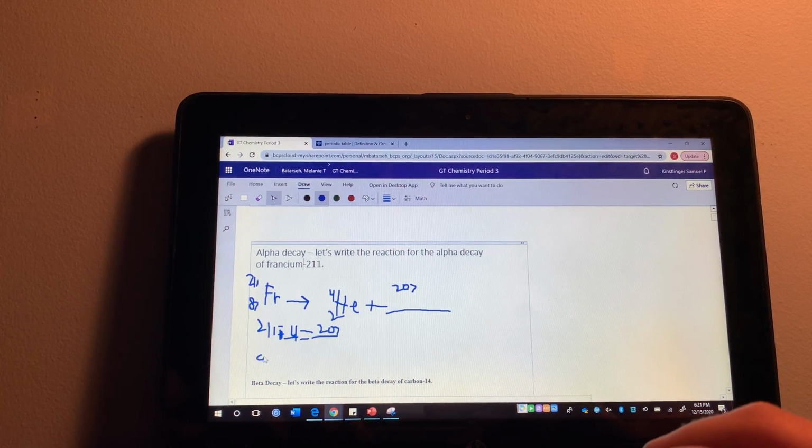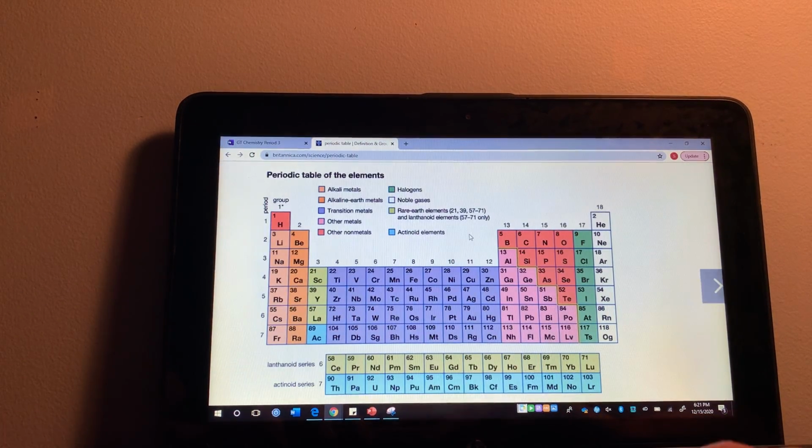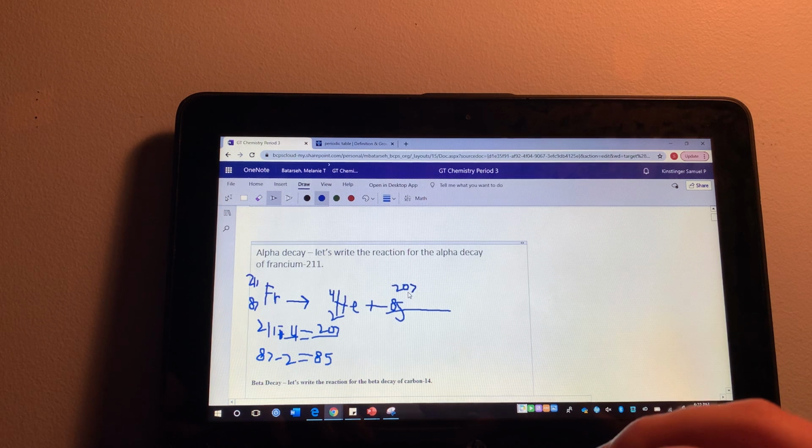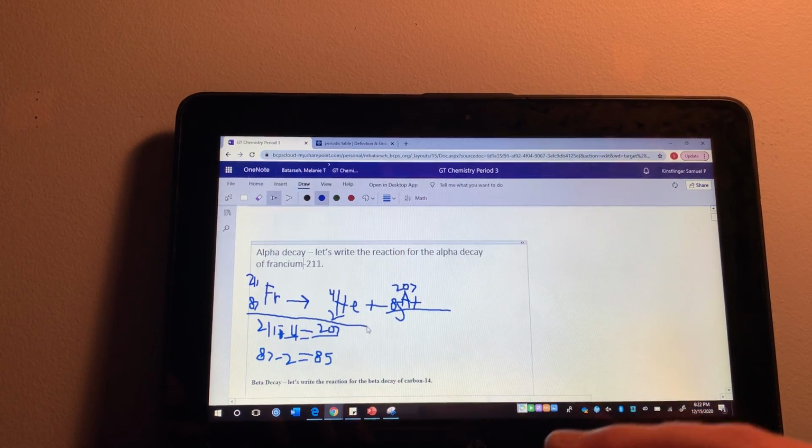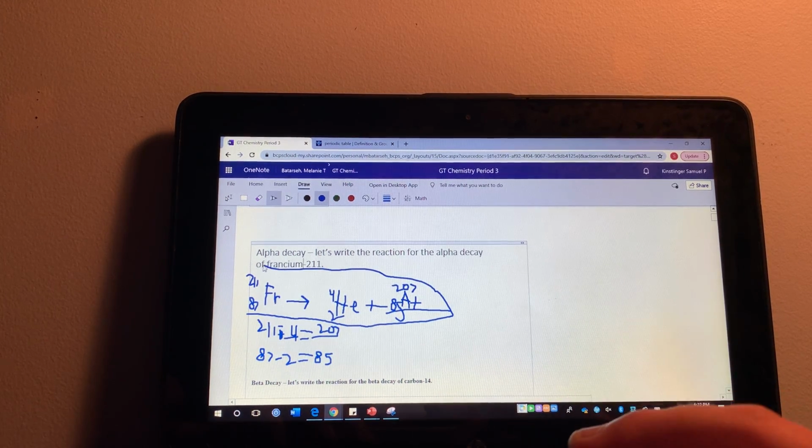Then we have 87 minus 2 equals 85. So we know the amount of protons is 85, meaning that's going to be the 85th element. Now, what's the 85th element? It is AT, or astatine, as you guys can see right there. So we draw AT, and boom. That right there is alpha decay.